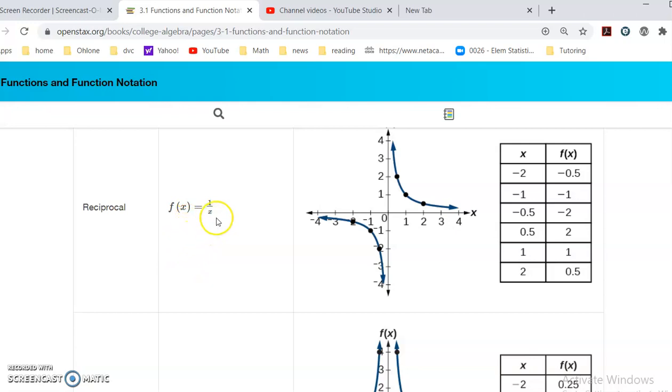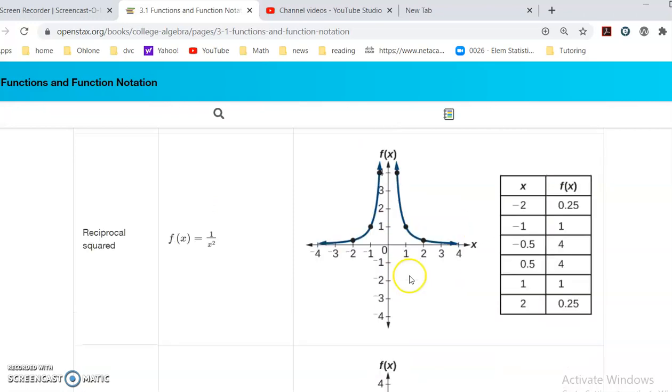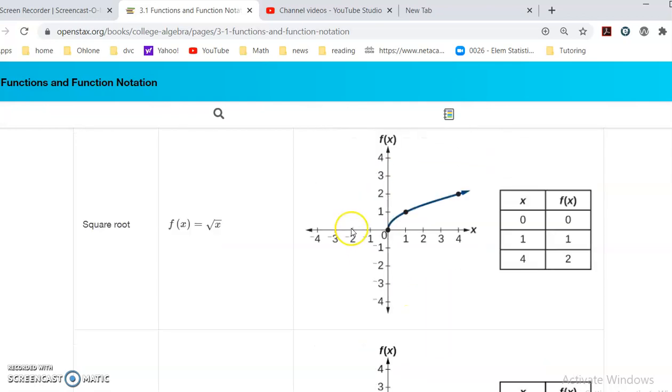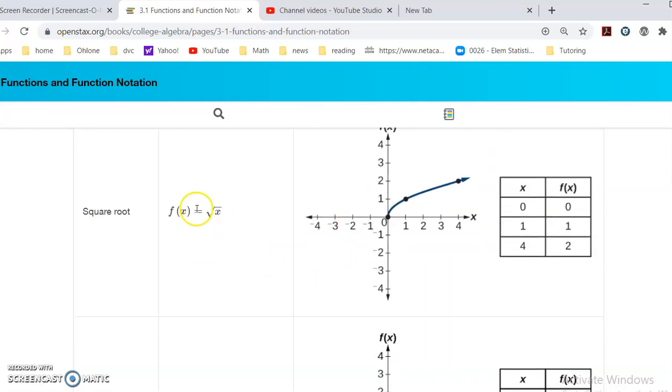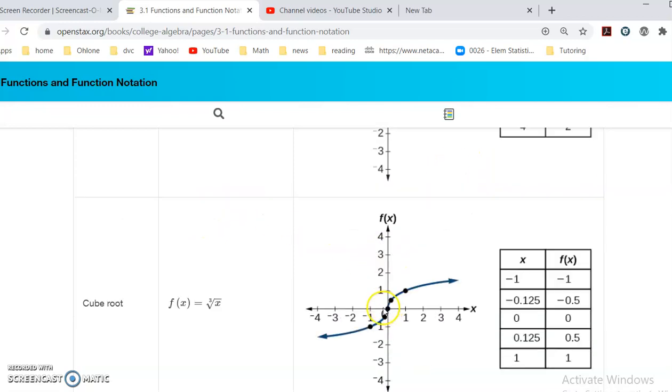And then the sixth is a reciprocal function, 1 over x. The shape is like this, and this is the table. The seventh is the reciprocal square, 1 over x squared. It turns out the two branches go up to infinity, and these are the points. And then the square root function, like this.